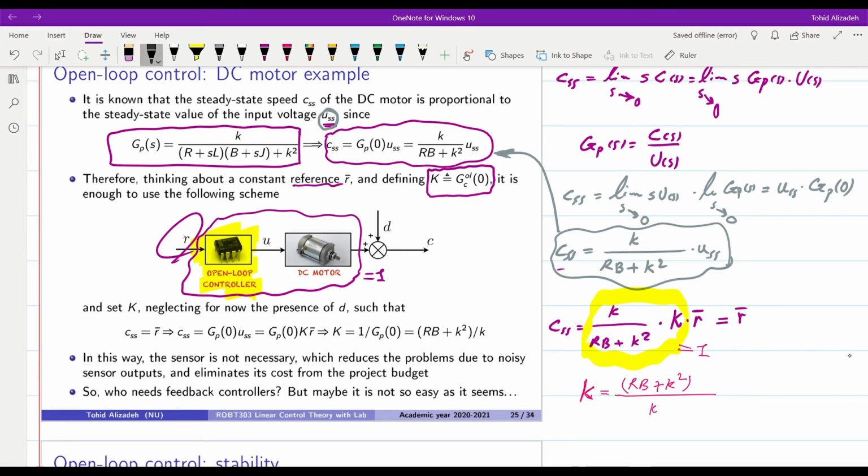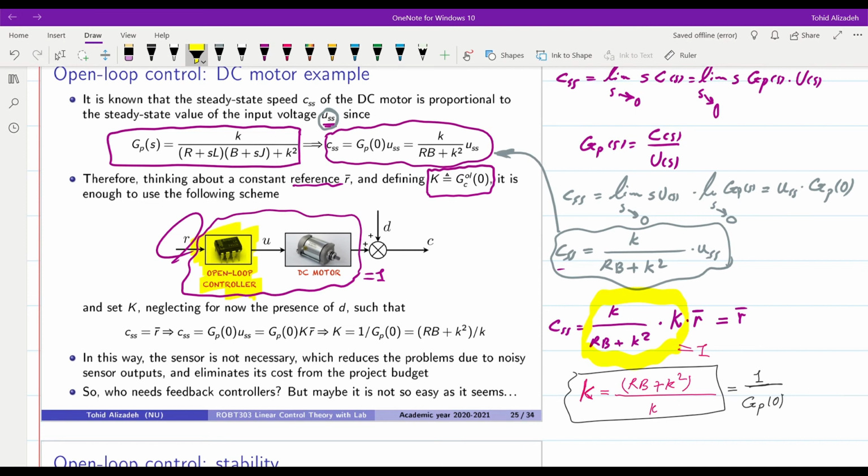So if we set the DC gain of the controller to RB plus K squared over K, which is indeed equal to 1 over GP evaluated at 0, or the DC gain of the plant, then in this way we don't need a sensor to measure the output, and there will be no sensor noise. Of course, the overall design will be much cheaper than the feedback control system. So in some sense it seems to be a good choice.